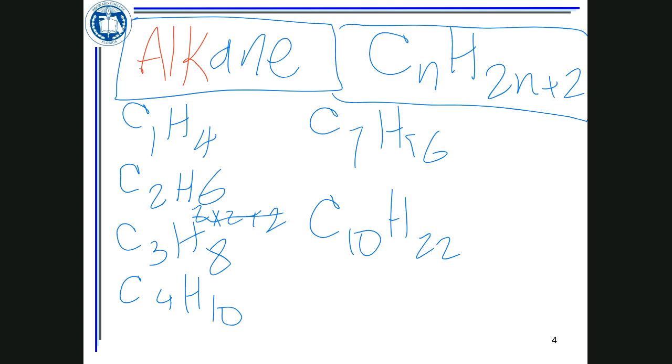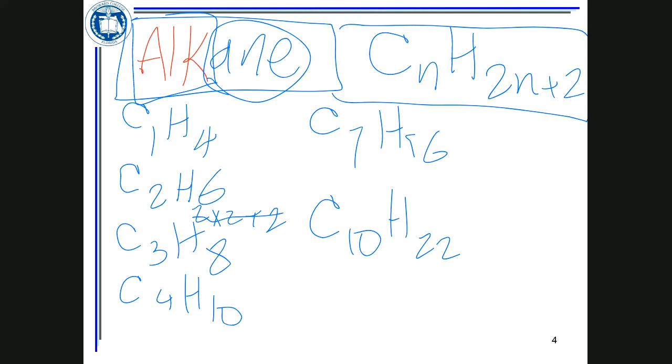So what we need to know for alkane so far: alkane has a family name ending with the suffix -ane. The first part of the molecule comes with the number of carbons, and the second part means that this compound belongs to the alkane family. In the alkane family, the ratio of hydrogen to carbon is 2n plus 2. For every carbon, you get 2n plus 2 hydrogens. The general formula is CnH2n+2.